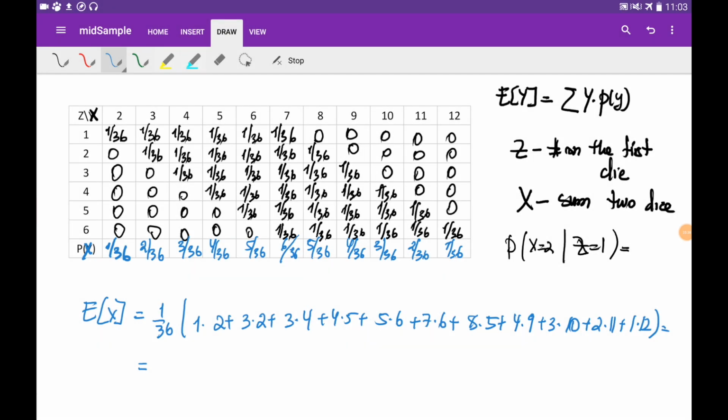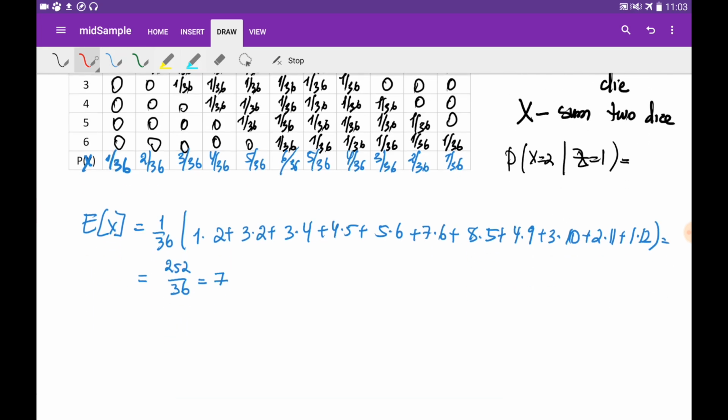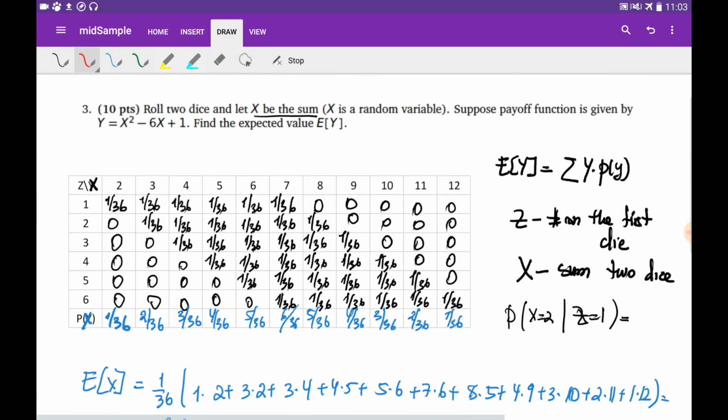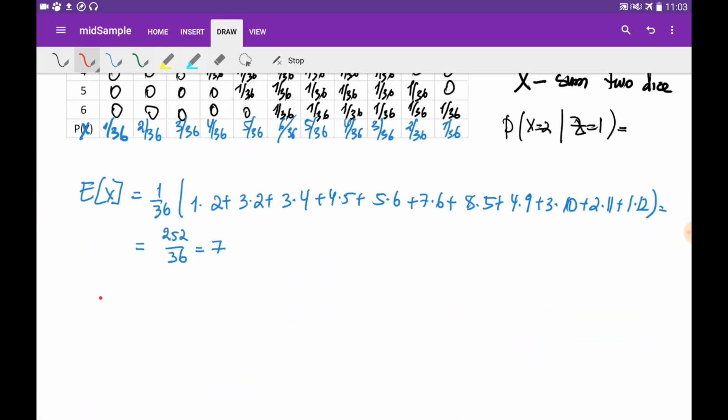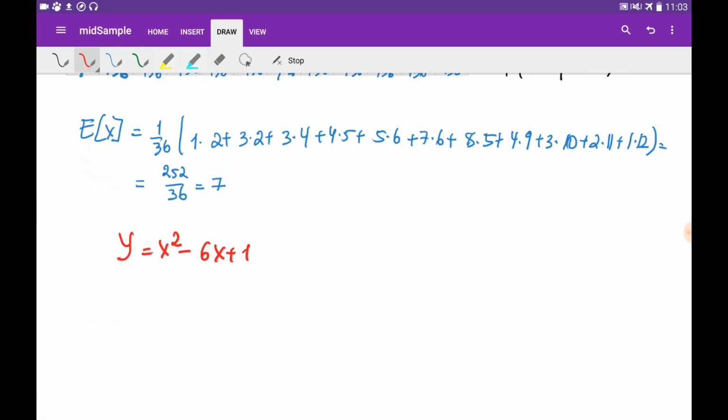So if we multiply all of the numbers and add them, we're going to get 252 divided by 36. If we divide this, it is going to be 7. So now we need to create the new variable, in our case y, which is going to be x squared minus 6x plus 1. And we need to find its expected value.